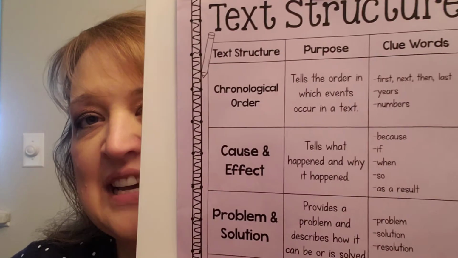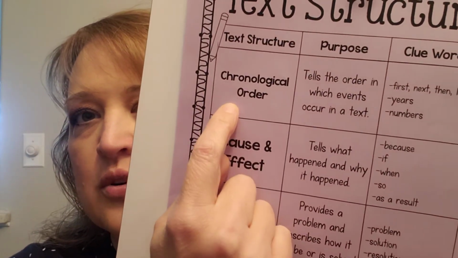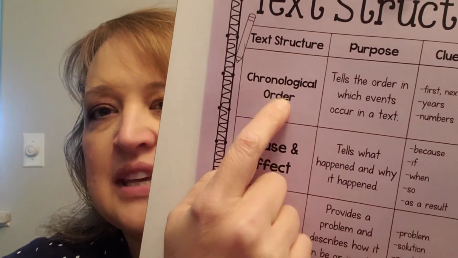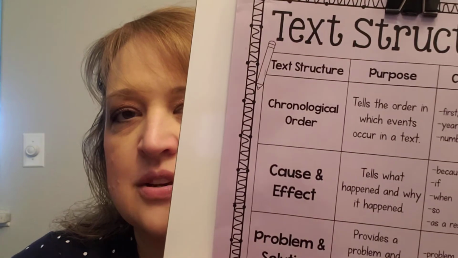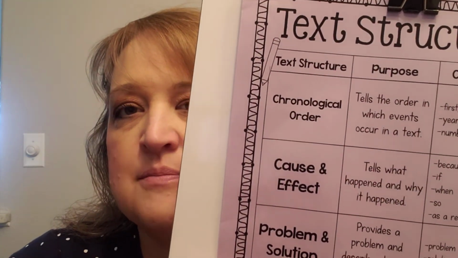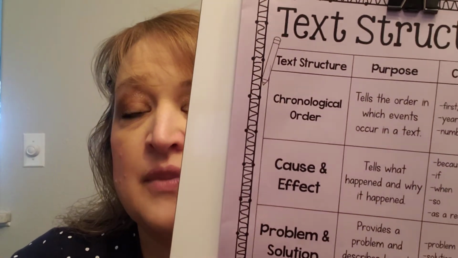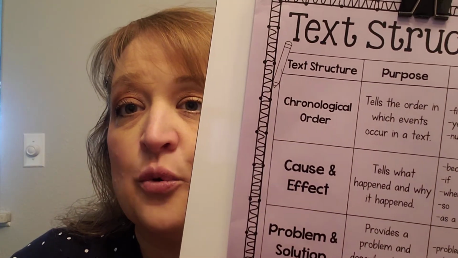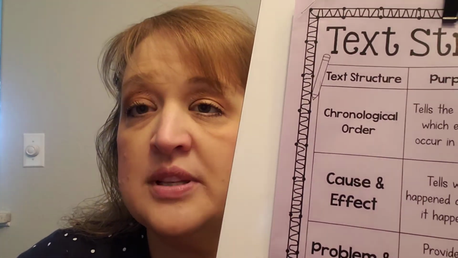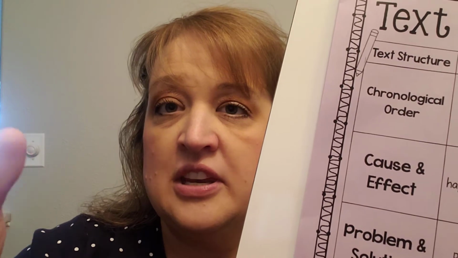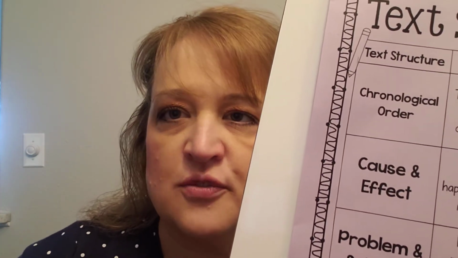Text structure. Today we are going to talk about chronological order. Chrono means time or the way things happen. So chronological order means that something happens in a time sequence. If you were going to take your life and put it in chronological order, you would start with your birth and then you would move up. Age 1, age 2, age 3, age 4.